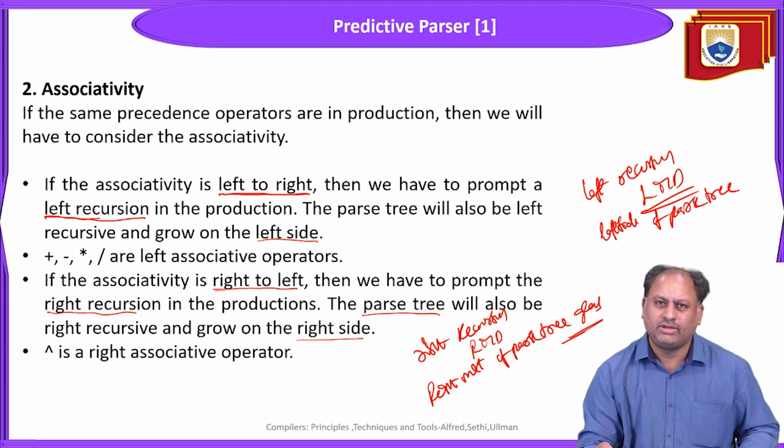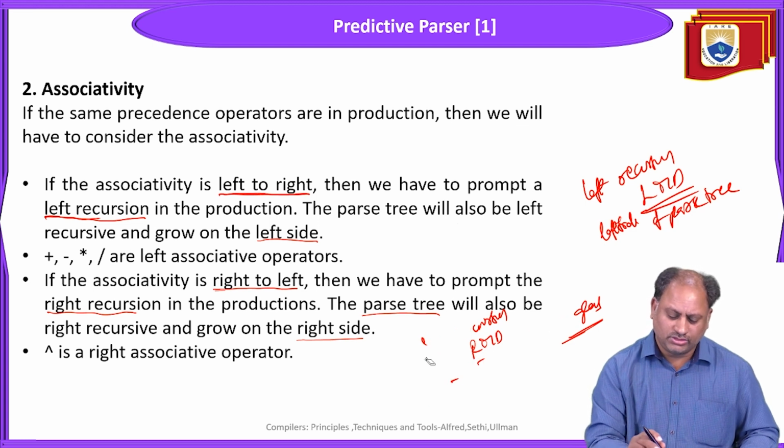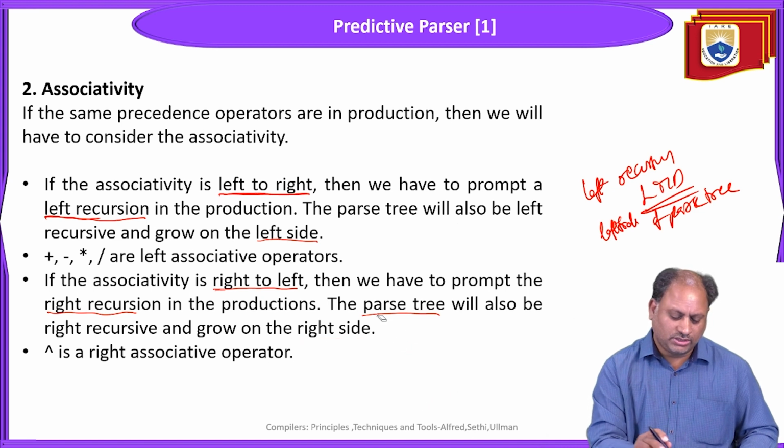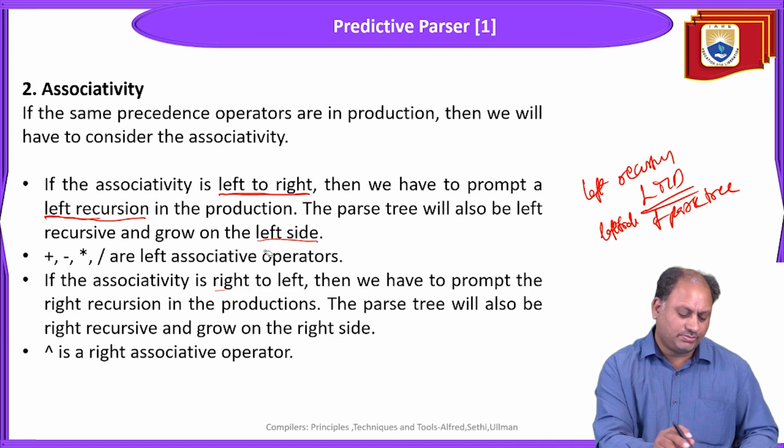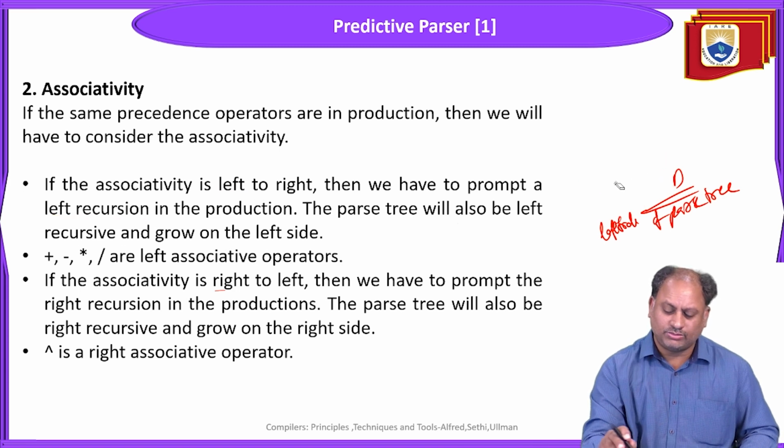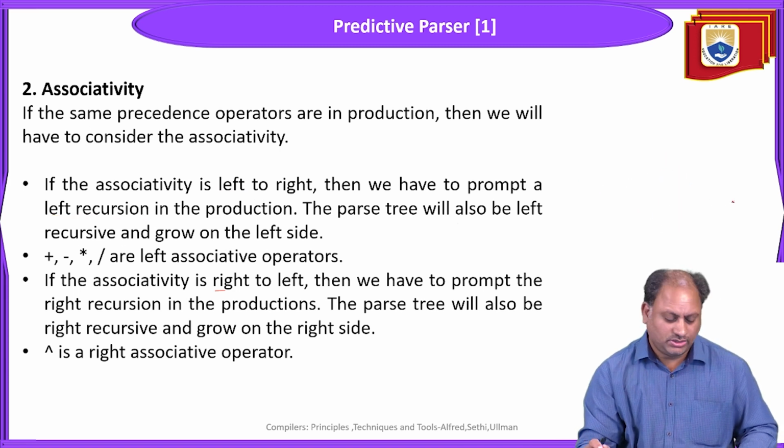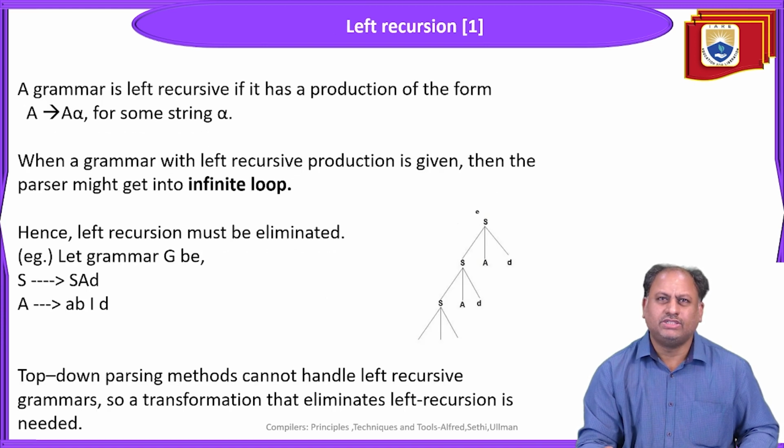Whereas in the case of left recursion, we can see the picture of the leftmost. We can see an example of left recursion as the second. That is our predictive parsing mechanism. The next most important one is left recursion.